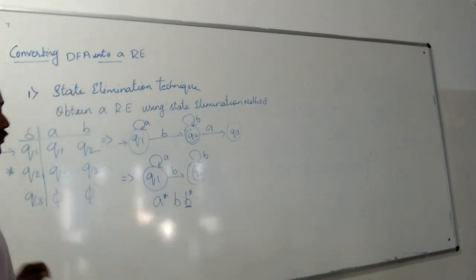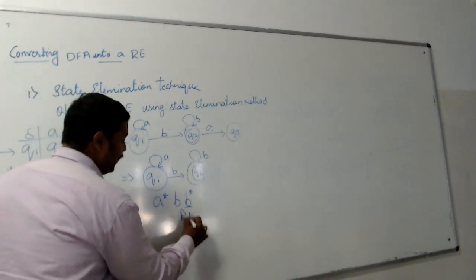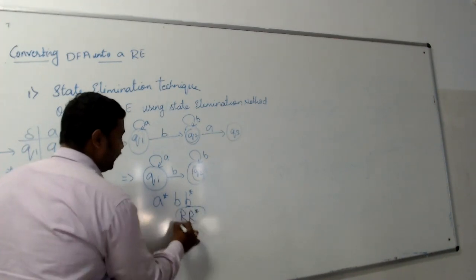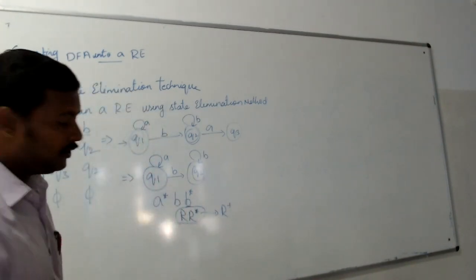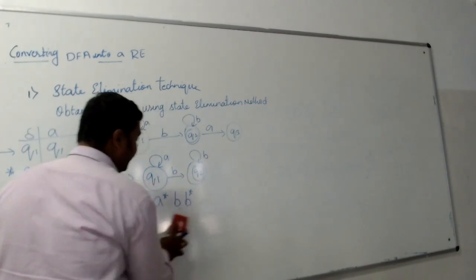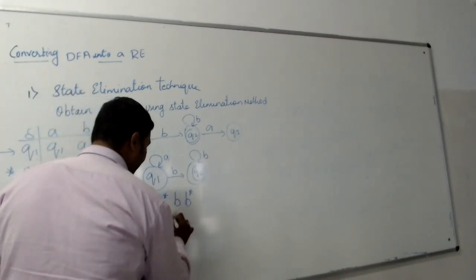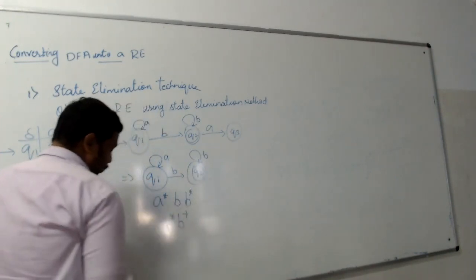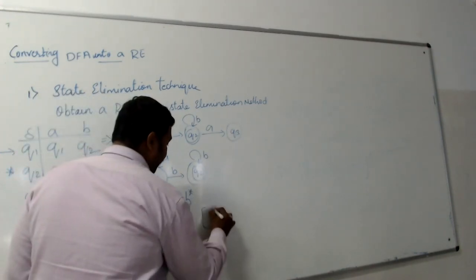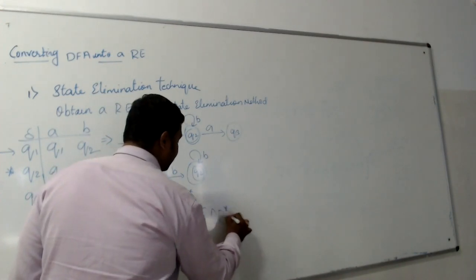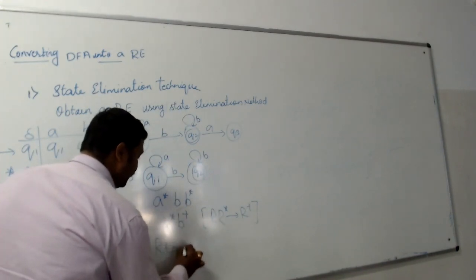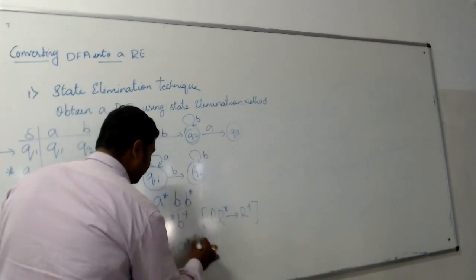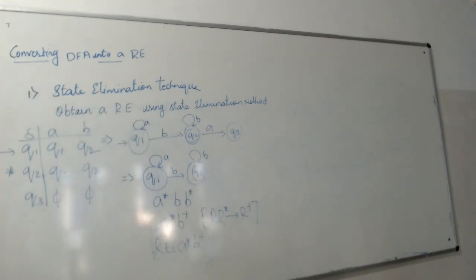B star. According to our rules, B star means R star. So there is one rule for us: R star is equal to R plus. According to this rule, what I can define, or simplify, is A star B plus. So which rule are you going to apply? R star, which is equivalent to R plus. So your required regular expression is A star B plus. This is your required regular expression.